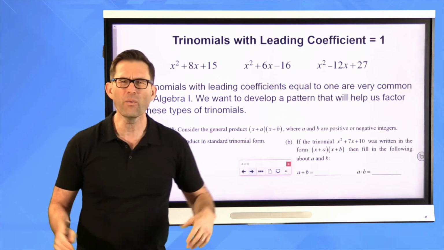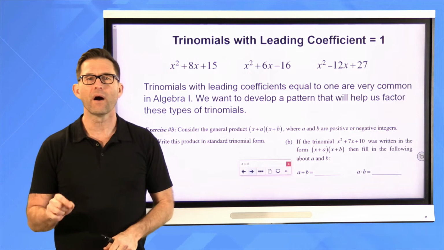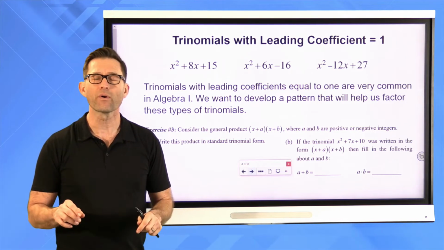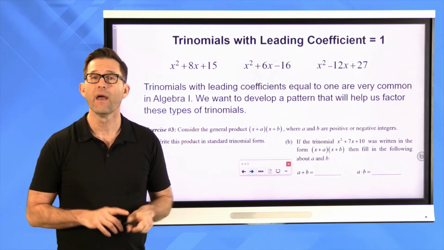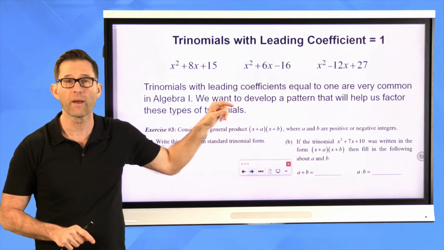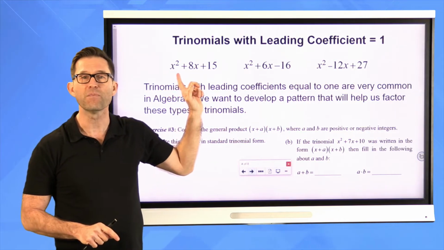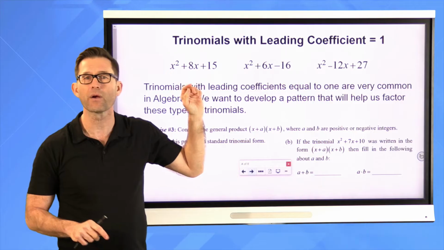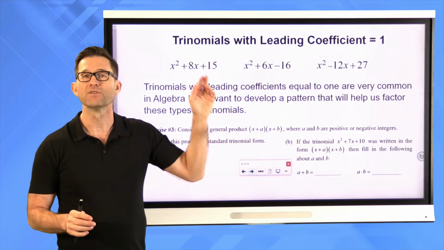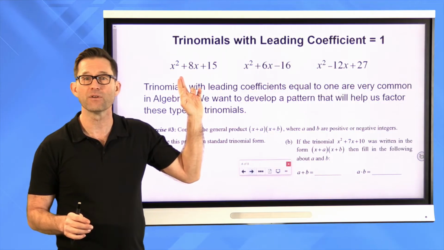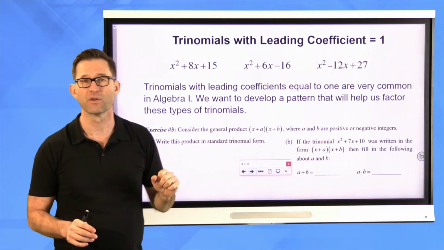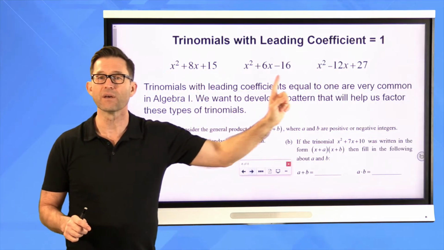All right, so how do we do that? Well, we are going to concentrate in this lesson and generally in this course with what are considered easy trinomials. And those are specifically trinomials with a leading coefficient equal to 1. What do I mean by that? That means it will always be x squared. It won't be 2x squared or 5x squared or 3x squared. It'll be x squared. So here's a trinomial with a leading coefficient of 1. Here's one with a leading coefficient of 1. Here's one with a leading coefficient of 1. So it's trinomials like this that we're going to concentrate on.